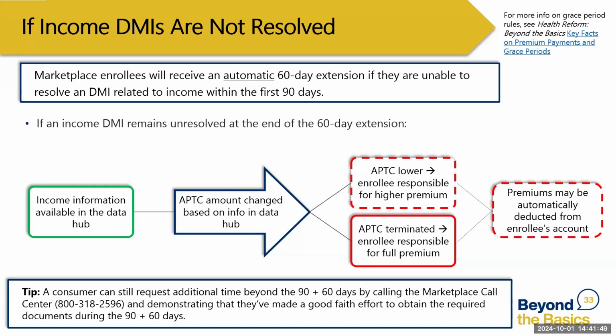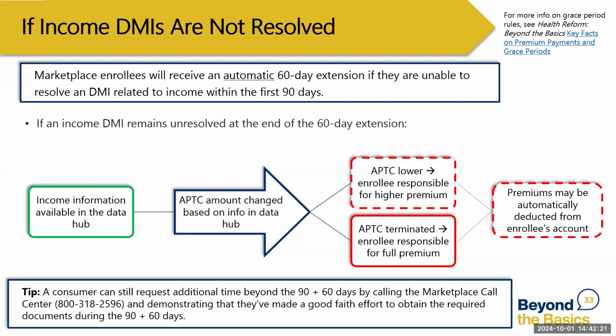The person will remain enrolled in their marketplace plan, but they would be responsible for the cost of premiums minus whatever APTC they're eligible for based on the income in the data hub. So essentially, their premiums are going to go up. Now, if the person has set up an automatic withdrawal to pay their premiums, then the new higher amount could be deducted. So that's something to look for. Or if the person is invoiced for their premiums and doesn't pay, then they could fall into a grace period and risk losing coverage. And the details and rules around grace periods can also get a little tricky.